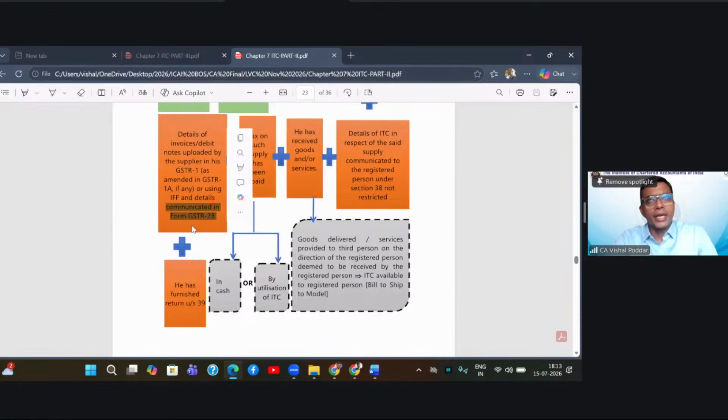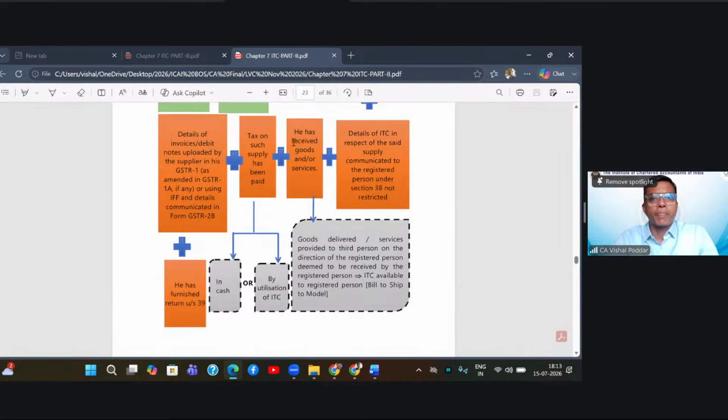So the second important condition, which was added later on, is that ITC will be available only if the supplier who has supplied you the goods or services has uploaded the details of his outward supply in his outward return, which is GSTR 1, and those details are reflecting in your GSTR 2B. Next, the supplier has paid tax. So whatever is a tax component that has been paid by the supplier.